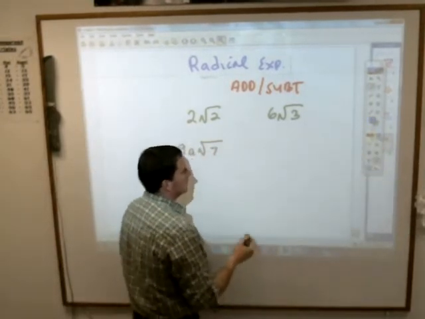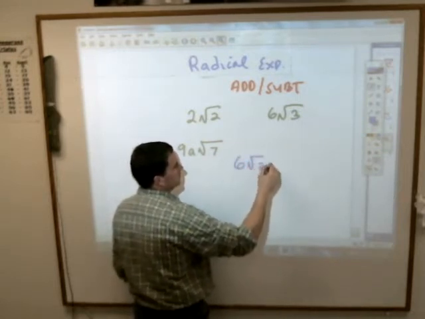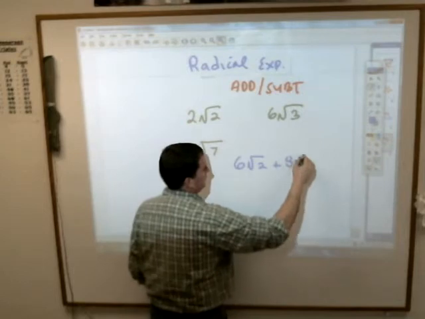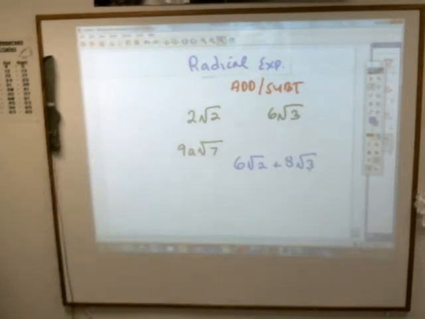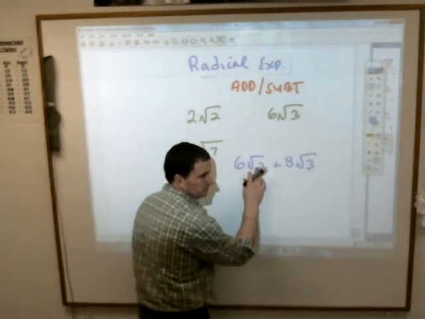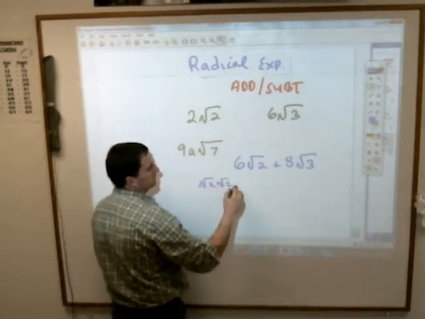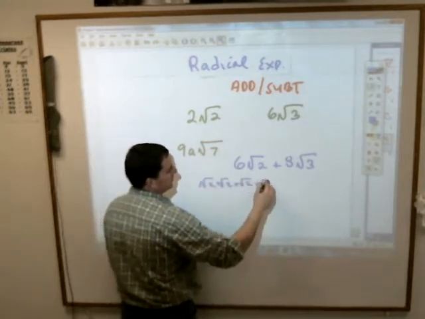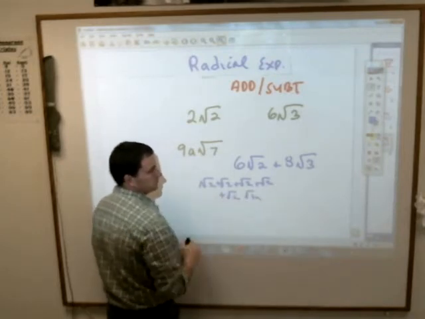You are not allowed to, here, let's say I've got 6 times the square root of 2 plus 8 times the square root of 3. Okay? Think about what that means. 6 times the square root of 2 means you have 6 square roots of 2 added together: the square root of 2 plus the square root of 2, and so on, six times.